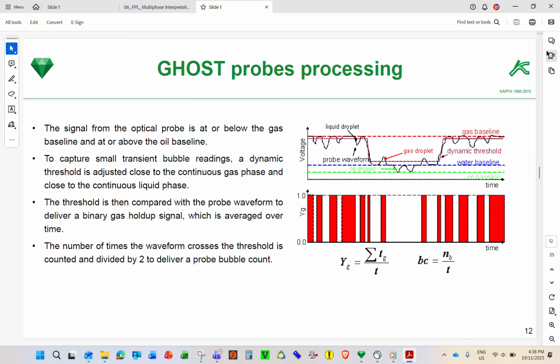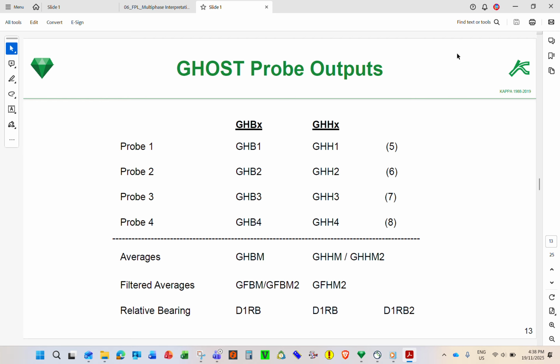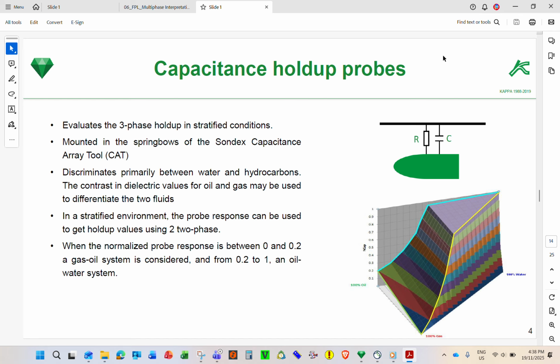You have GSB, GSH, or something like this, and then we come to the capacitance holdup. So the principle is all about this, not the same as the resistance, but this capacitance. So you might have this three-phase condition, just a correction. So the reading is 0, 0.2, and 1. And cap is normalized capacitance. 0 is gas, 0.2 is oil, 1 is water. So that's the three conditions.